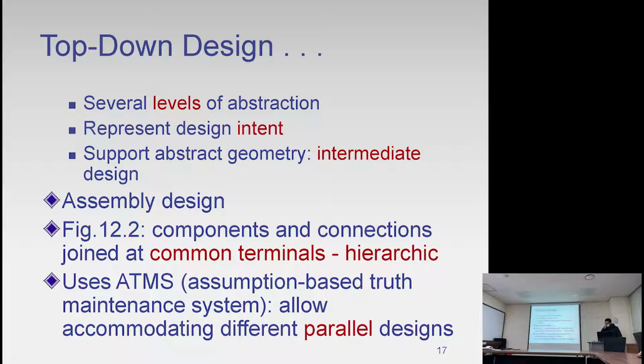So, assembly design, an example of which I will show in the next slide. It is the model by Struss, where components and connections are joined at common terminals, and there is a hierarchic structure. It uses ATMS, which is assumption-based truth maintenance system. What this does is allow accommodating different parallel designs. The problem with Struss's model is that it cannot geometrically represent component shapes, since it supports diagnostics mainly. And the major disadvantage is its inability to relate changes made in one viewpoint to the changes in another.